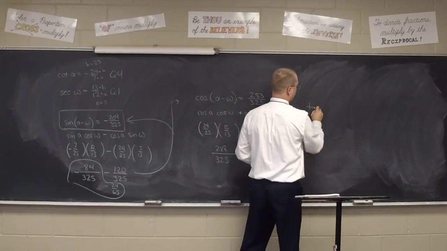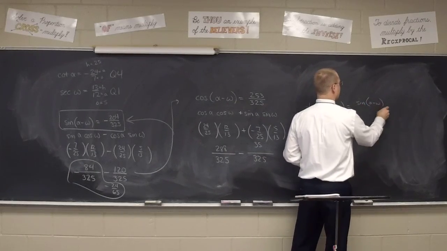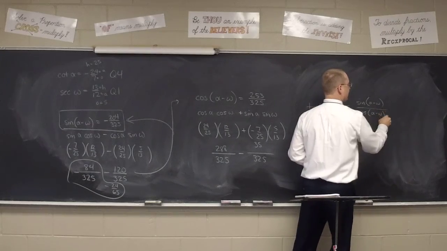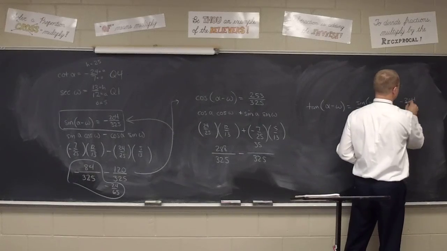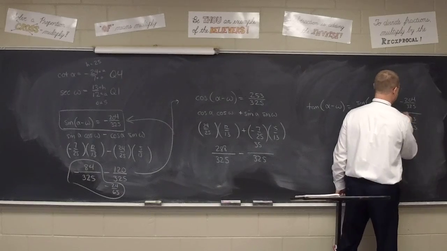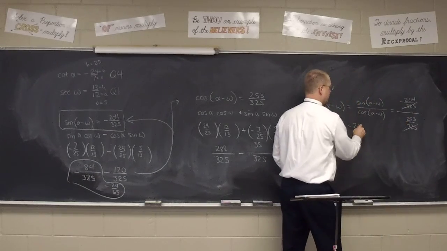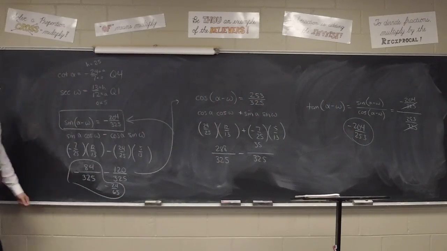Now we're going to cheat the system. You ready for this? The tangent of alpha minus omega is going to be the sine of alpha minus omega over the cosine of alpha minus omega. So negative 204 325ths over 253 325ths, in other words, negative 204 253rds. Questions on this? Again, we ditched the calculator usage as far as finding what the actual angles were, and all that nonsense we did last time. That was just for verification's sake, which we could have done here, but I didn't want to.